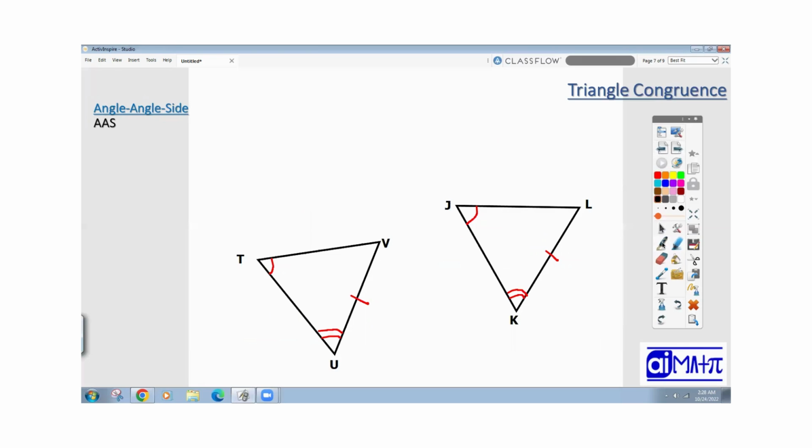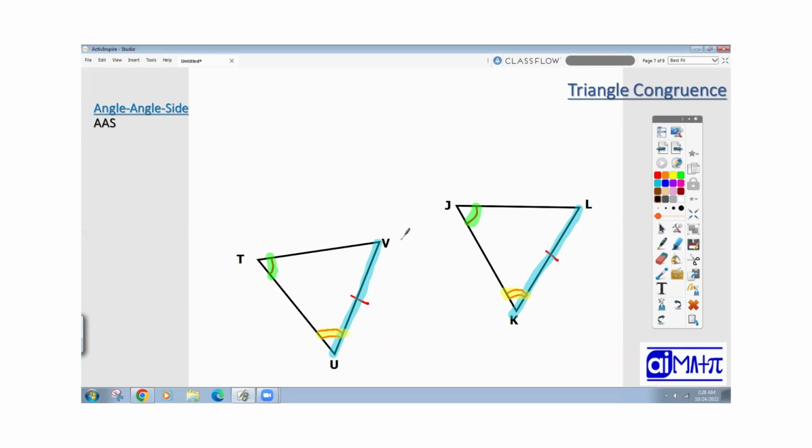The next one would be angle angle side. So angle T corresponds to angle J. Angle U corresponds to angle K. And side UV corresponds to side KL. So I would mark it like that. This blue line corresponds to this blue line. These angles correspond to each other.